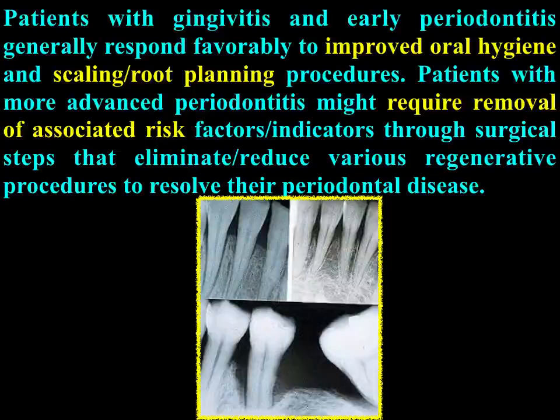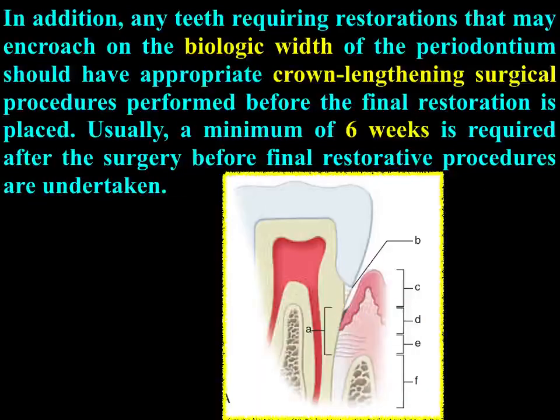Patients with gingivitis and early periodontitis generally respond favorably to improved oral hygiene and scaling and root planing procedures. Patients with more advanced periodontitis might require removal of the associated risk factors through surgical steps, and various regenerative procedures to resolve their periodontal tissue problems. And then we do the operative and or aesthetic procedures.